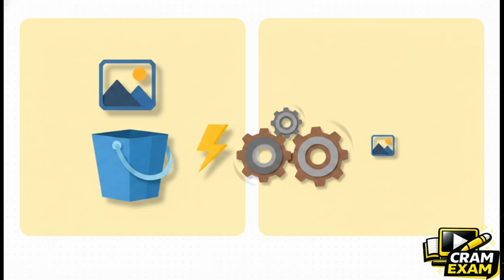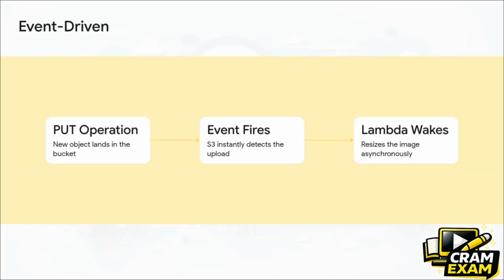Now imagine this really common scenario. A user uploads a profile picture and you instantly need to resize it to a thumbnail. If you process that image synchronously on your backend web server while the user waits, a sudden viral spike in uploads is going to completely choke your compute resources and bring your app down. Instead, the AWS way is to build an event-driven architecture using S3 event notifications. Here's how that flows. When a new object lands in the bucket, S3 instantly detects the PUT operation.